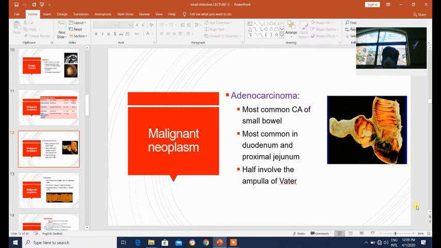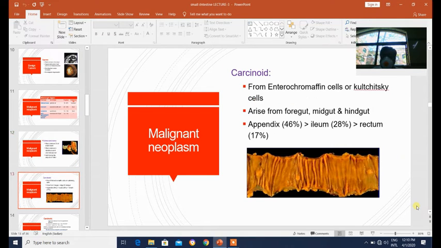Individually discussing these tumors, adenocarcinoma is the most common variety. I have already told you that it is present in 50% of cases of malignant lesions of the small intestine, and it is mostly present in the proximal intestine, where the duodenum is the number one site of involvement for these adenocarcinomas. Inside the duodenum, in 50% of cases, this involves the site of the ampulla of Vater.